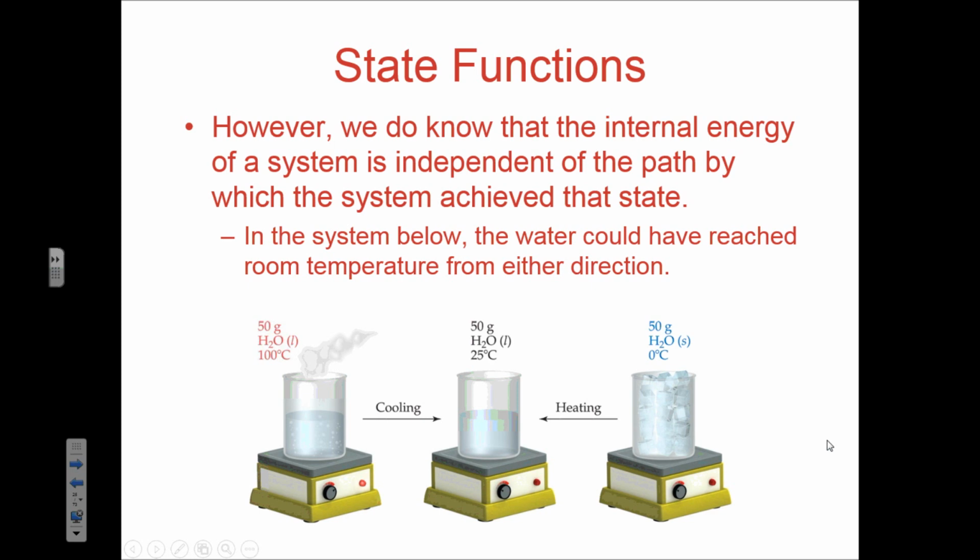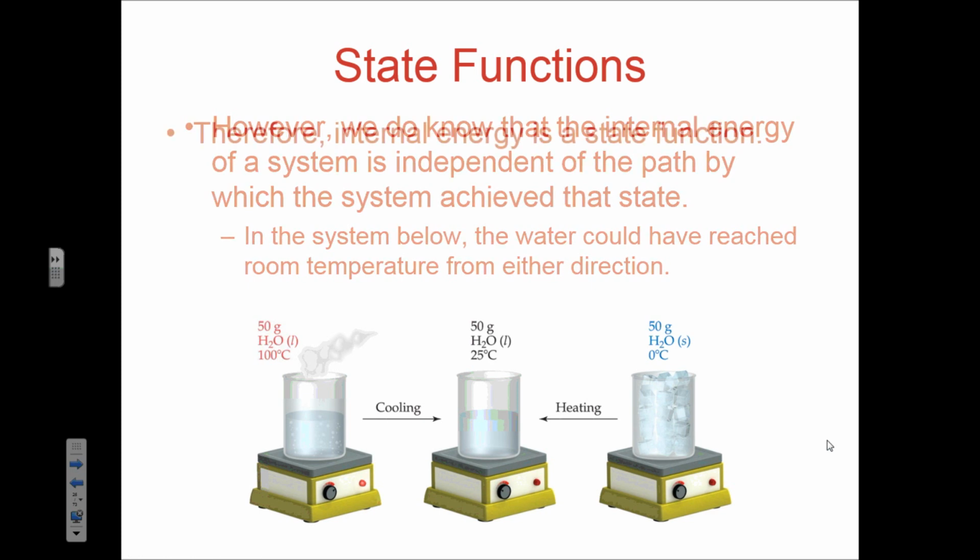Remember that all year. When they talk about 25 degrees Celsius, that's our assumed temperature for room temperature. We could have had hot water that cooled off to 25 degrees Celsius. We could have had cold ice that warmed up to 25 degrees Celsius. So it didn't really matter how we arrived at that internal energy. At 25 degrees Celsius, 50 grams of water, the energy is what the energy is.